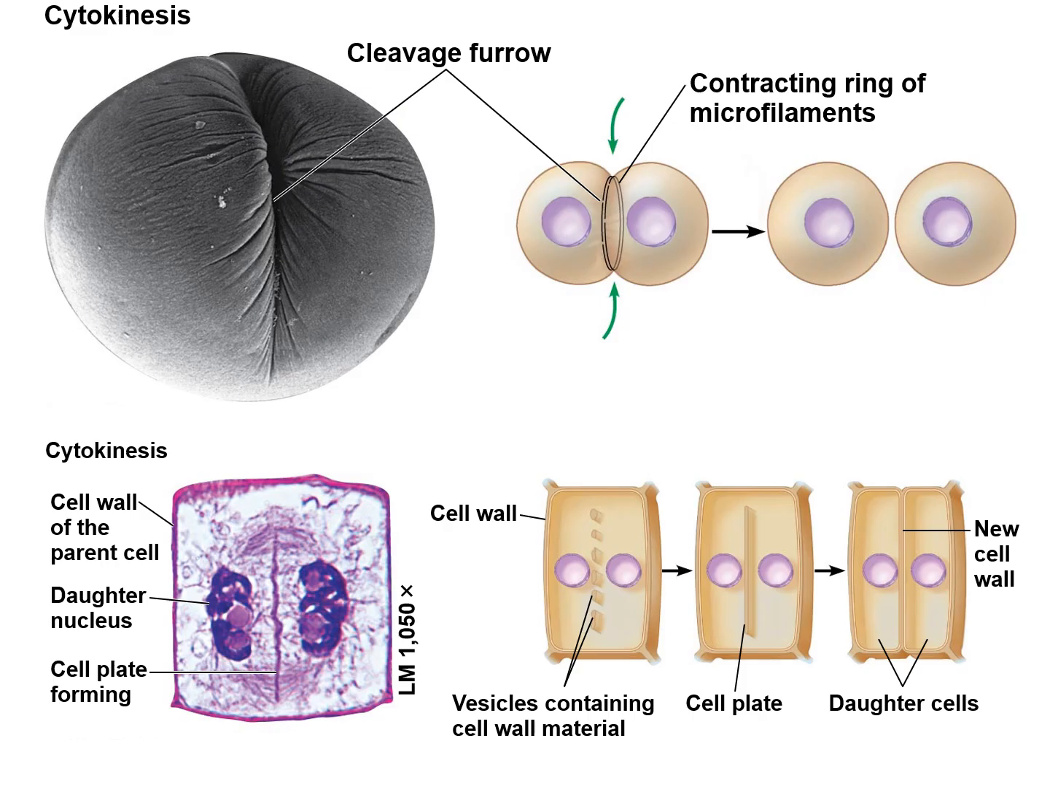So what's going to happen is that vesicles containing extra wall material are going to line up in the center of the cell. They will then fuse to create what we call the cell plate, and the cell plate will move outwards until it divides the two cells in half. So animal cells divide from the outside inward using a cleavage furrow, and plant cells divide from the inside outward using a cell plate.